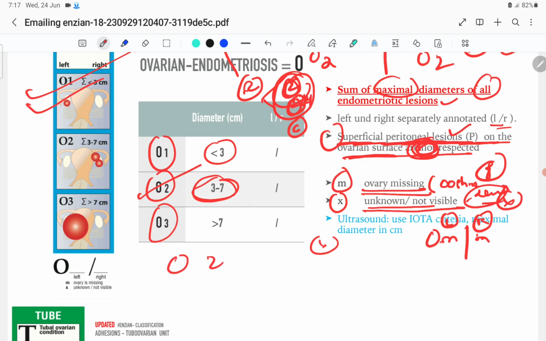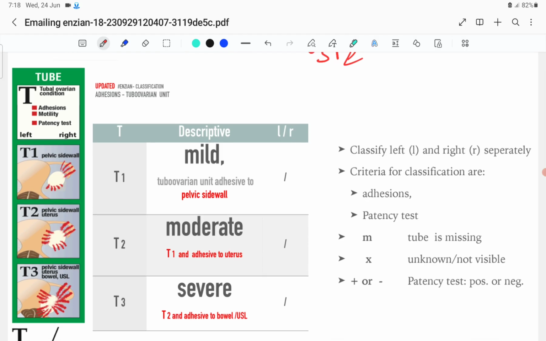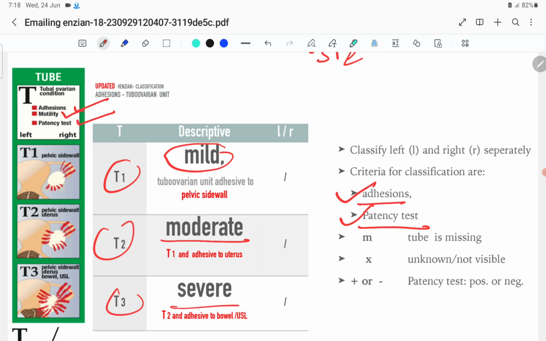So O 2 by 2 means both sides have an endometrioma of 3 to 7 centimeter. O3 means both sides have an endometrioma of more than 7 centimeter. 3 2. Okay. Next is tubo-ovarian disease, in the updated Enzian classification. So adhesions here are classified for left and right separately. Criteria for classification of adhesions and patency test: here the tubo-ovarian condition, adhesion, motility and patency test. So mild adhesions is T1, T2 is moderate adhesions, T3 is severe adhesions.